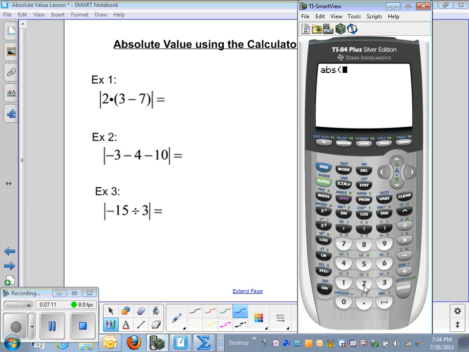Right? So we're going to go ahead and type 2 times parentheses 3 minus 7 parentheses. So those are the parentheses here, and I need another parentheses to indicate the close of the absolute value bar. And we got 8, which I believe we got the first time.